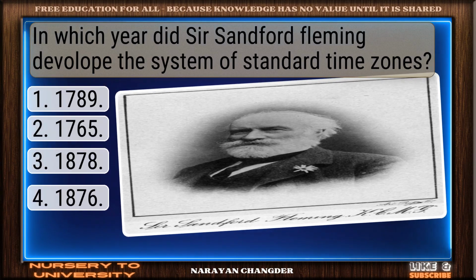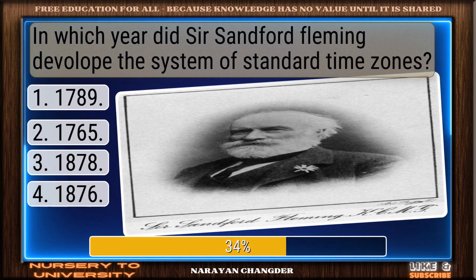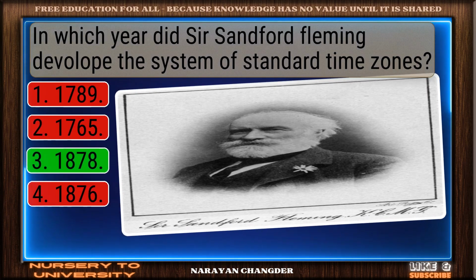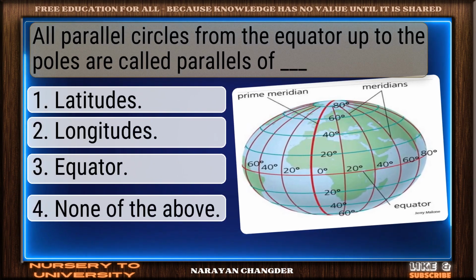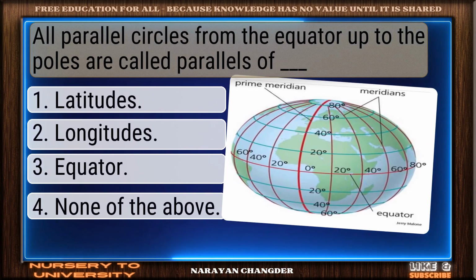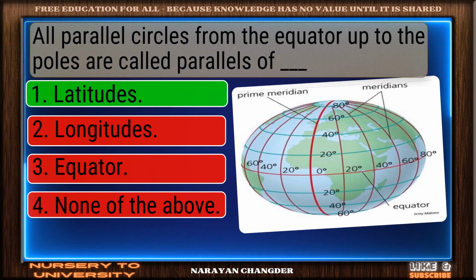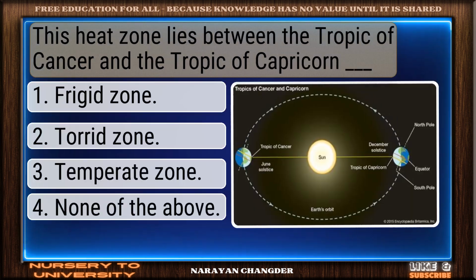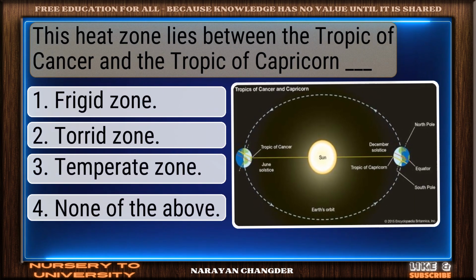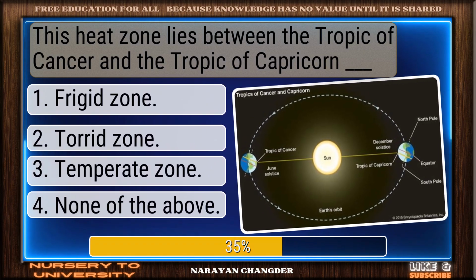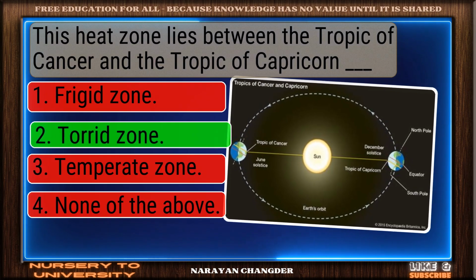In which year did Sir Sandford Fleming develop the system of standard time zones? You got it. Your choice 1878 is right. All parallel circles from the equator up to the poles are called parallels of dash. Valid point. Latitudes is true. This heat zone lies between the Tropic of Cancer and the Tropic of Capricorn dash. Nicely done. Torrid zone is a solid answer.